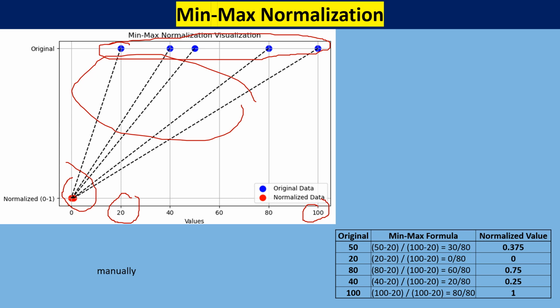Min-max normalization is particularly useful in machine learning models, especially for neural networks where input values should be in a fixed range. And that is the manual result. Z-score normalization.